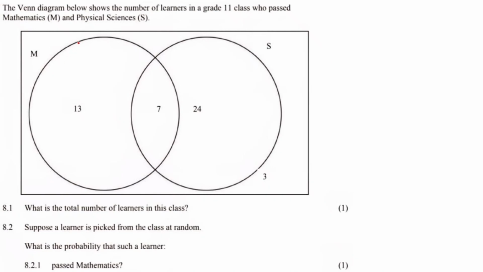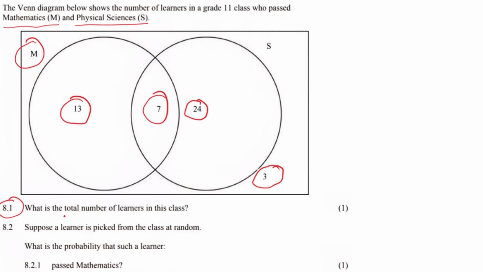All right, let us answer a question on probability. We are given a Venn diagram. It is drawn for us, so we just have to answer probability questions only. The Venn diagram below shows the number of learners in a grade 11 class who passed mathematics and passed physical sciences.